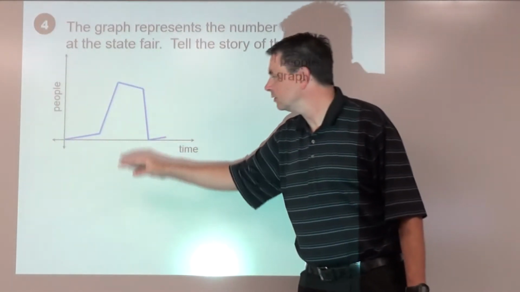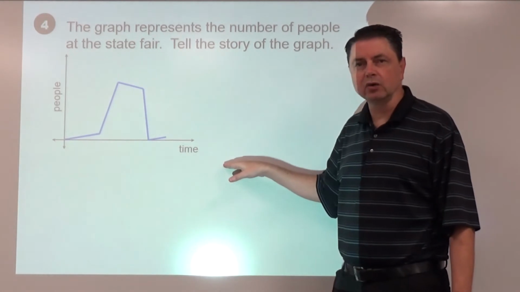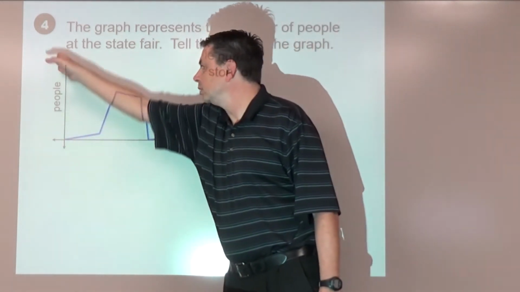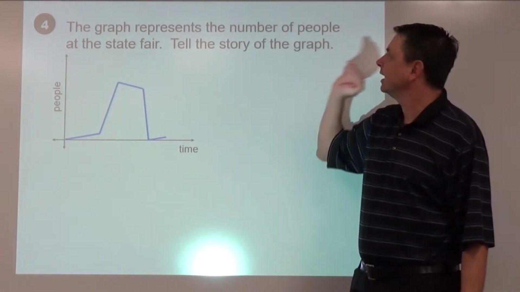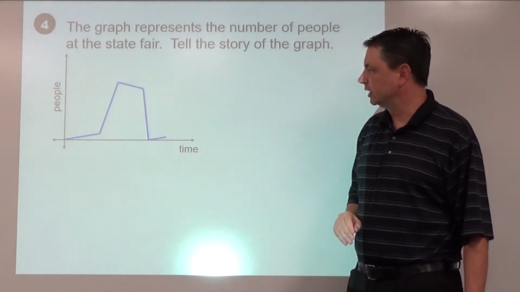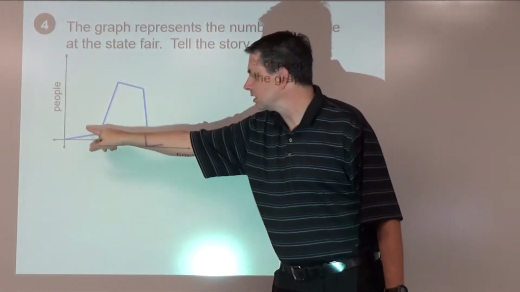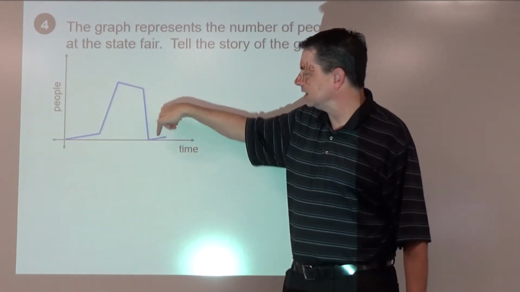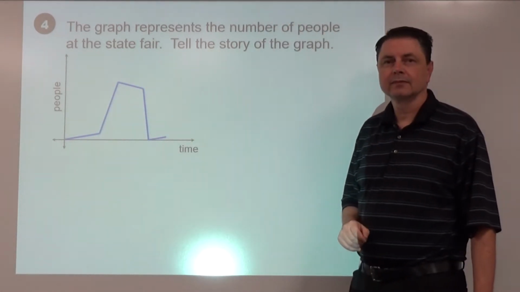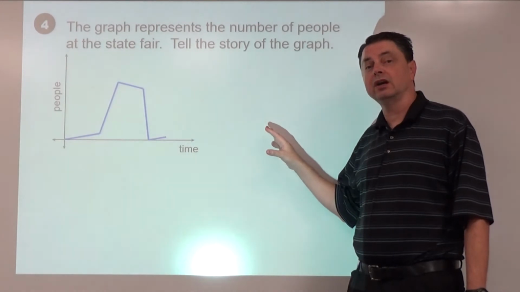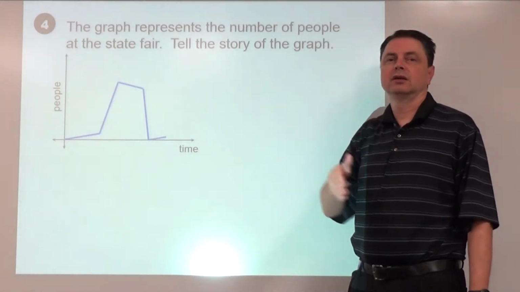Here's a graph. We've got time on the horizontal axis, number of people on the vertical axis, and you need to come up with a story that describes each part. And you might want to label the parts A, B, C, D, E. So pause the video here, come up with your story, come back in a minute.